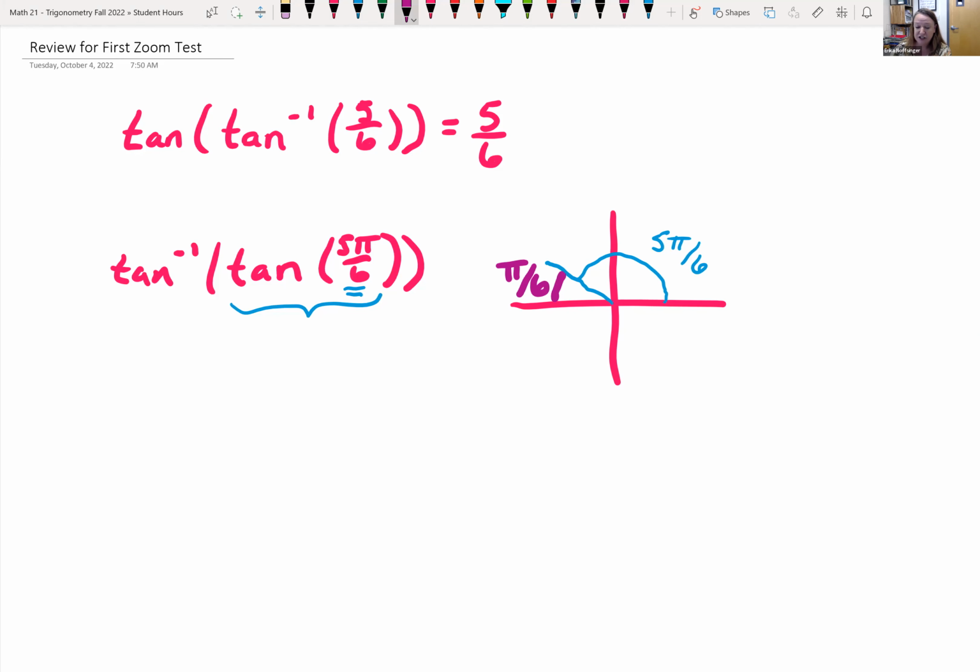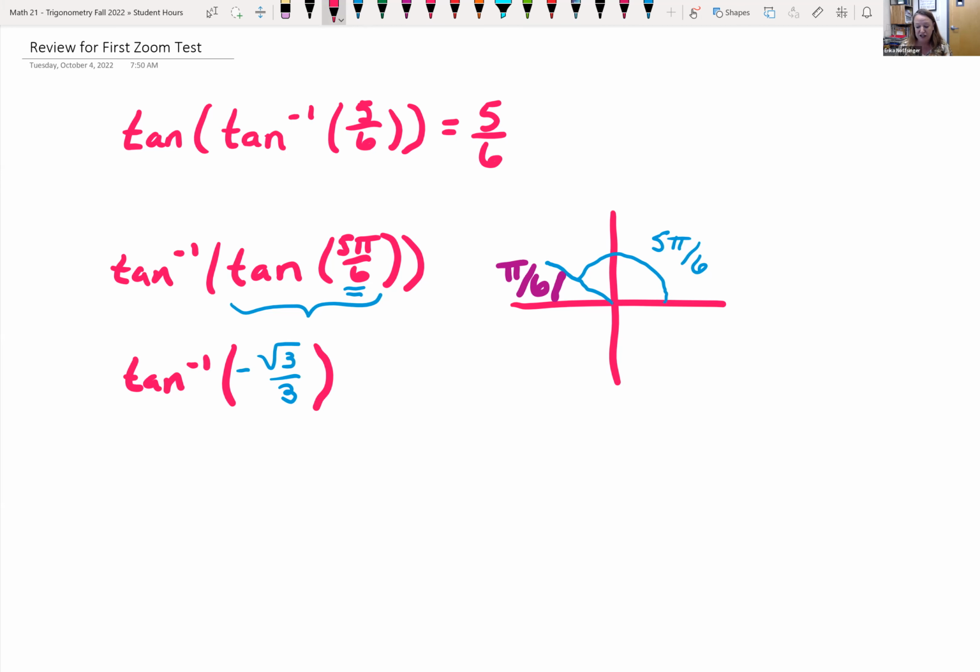I know that tangent in the second quadrant, this is where we decide if it's positive or negative, is a negative value. And so tangent of 5 pi over 6 is equal to negative tangent of pi over 6. Negative tangent of pi over 6, which is 30 degrees, is negative root 3 over 3.